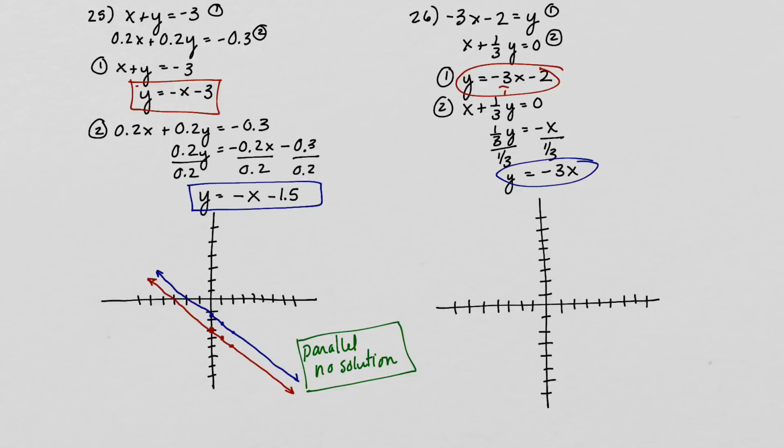So we're going to go down to negative 2, and then we're going to go down 3. So down 1, 2, 3, and over to negative 1. And I'm going to make that line.